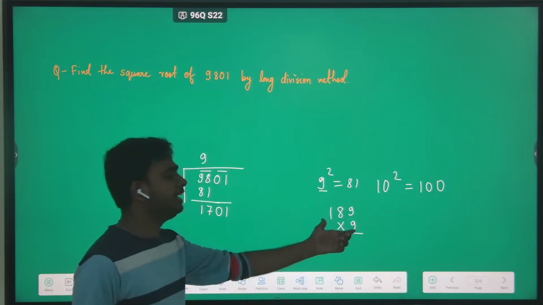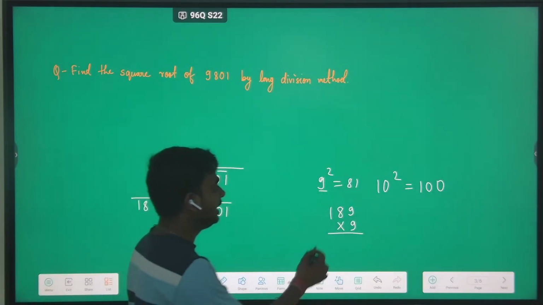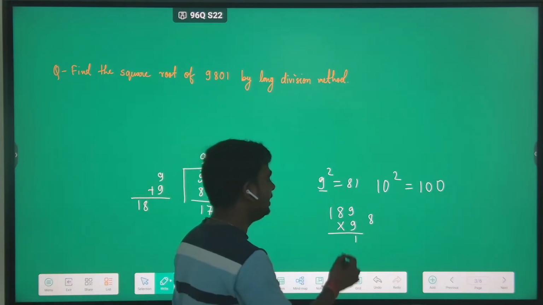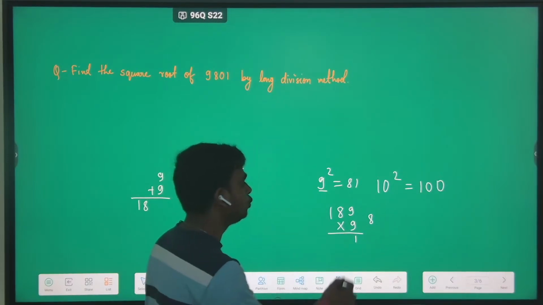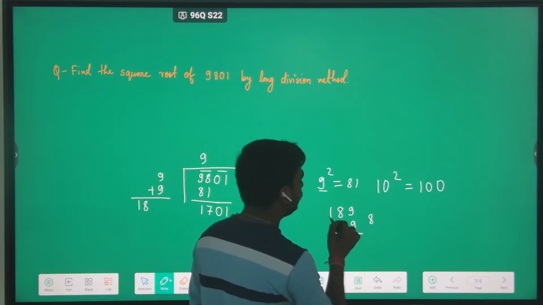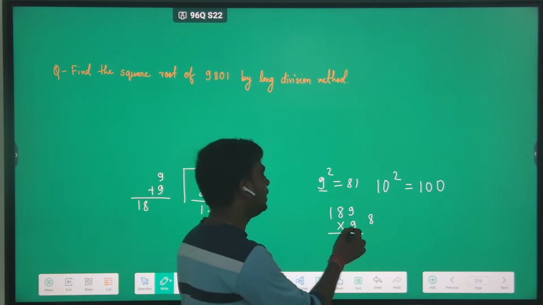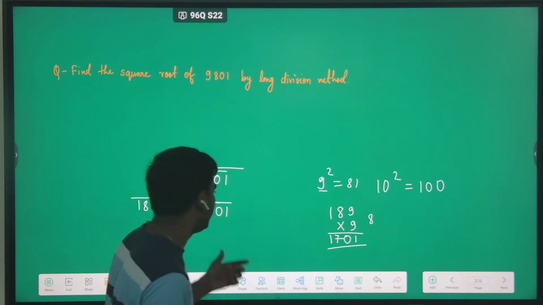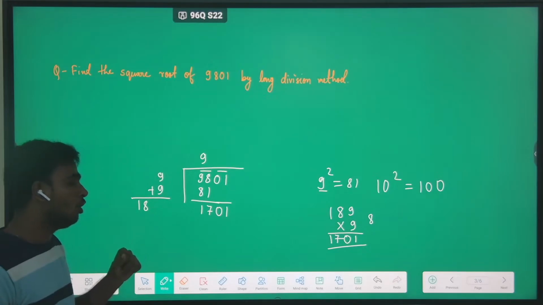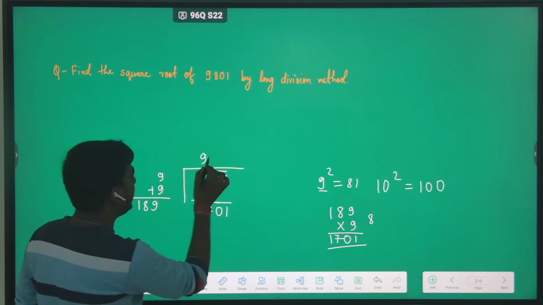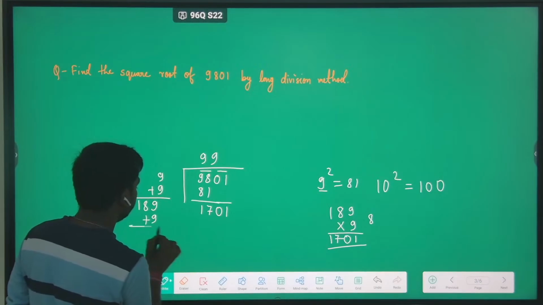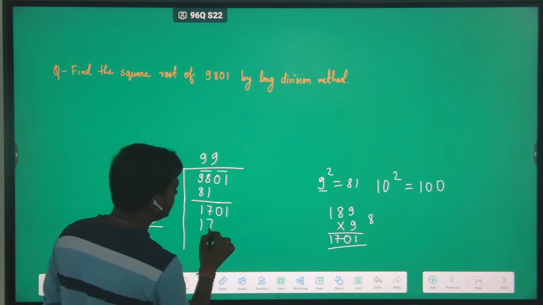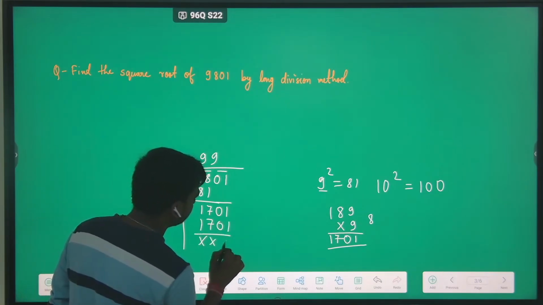Let us suppose that we are trying with 9. So 189 into 9 is what? 9 into 9 is 81. Okay, so 8 is carry. 8 into 9 is 72. 72 plus 8 is 80. 9 into 1 is 9. 9 plus 8 is 17. So what are we getting? We are getting this number 1701 on multiplying by 9 and adding in the lower line. So we are getting 1701 completely.